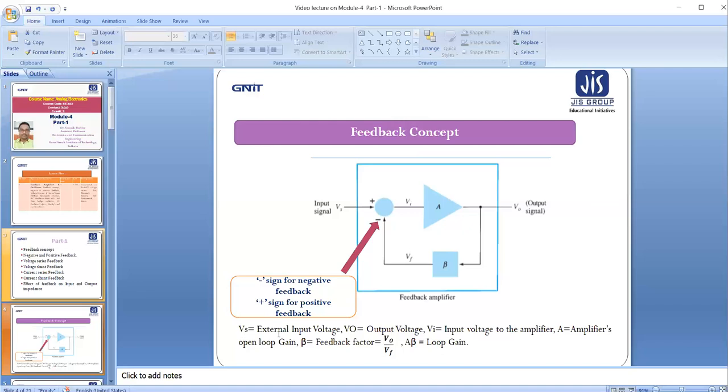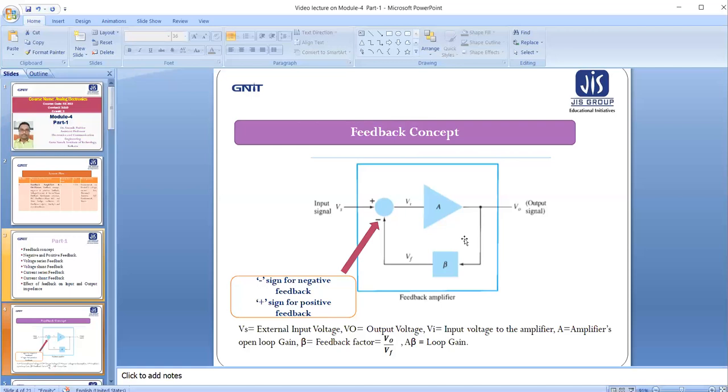Now Vs is the external input voltage, V0 is the output voltage, Vi is the input voltage to the amplifier, A is the amplifier's open loop gain. Now this is a very significant term, open loop. Open loop means in the earlier modules we are not observing any feedback path. So that means there is no closed path. Whatever input we apply will be amplified by the circuit and it will produce the necessary output. So it is a direct path, and it can be called the open loop system.